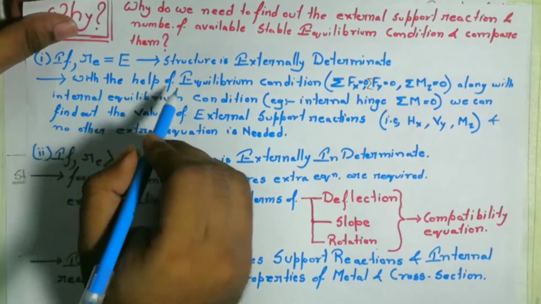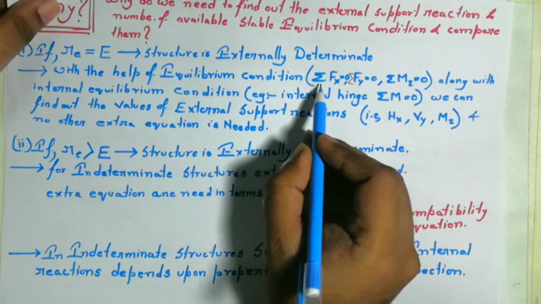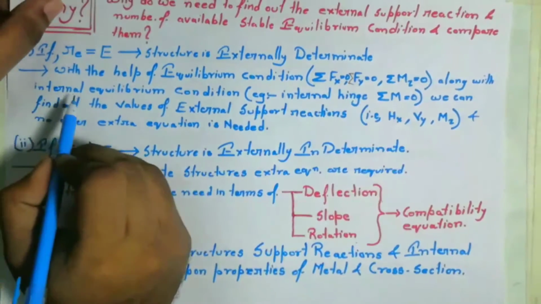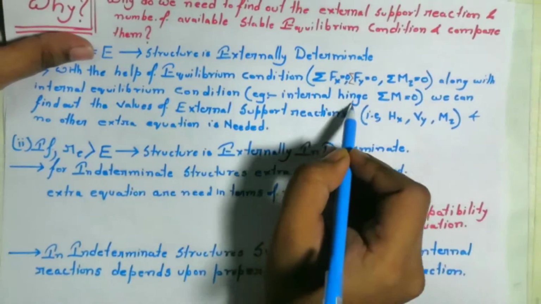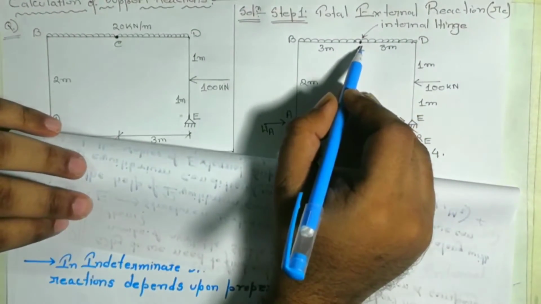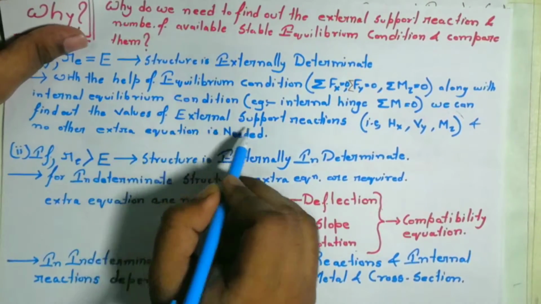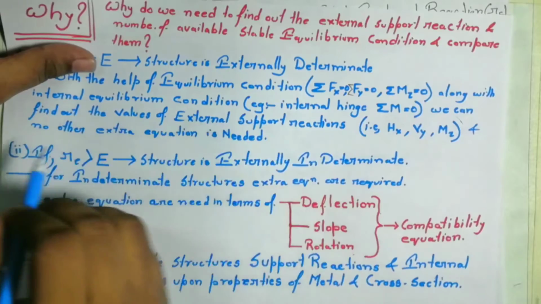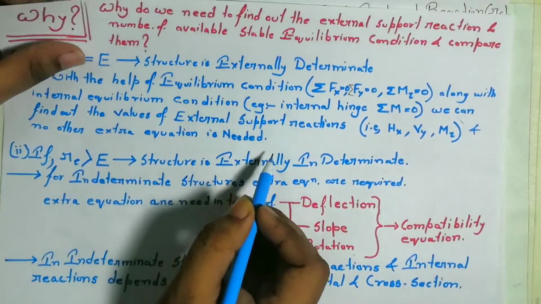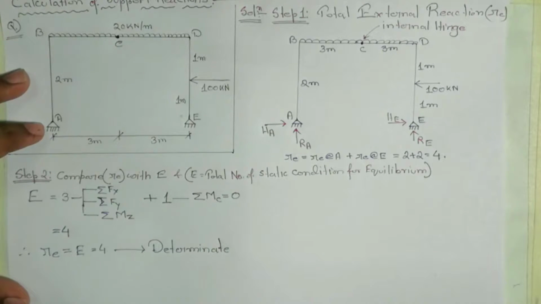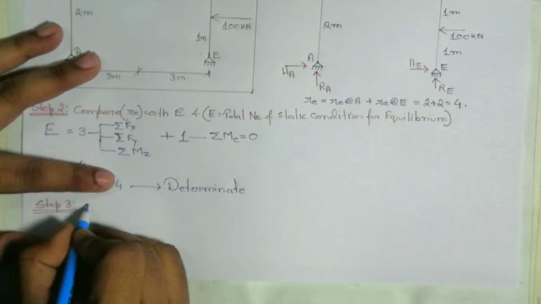So with the help of the equilibrium conditions, that is summation of Fx, summation of Fy and summation of Mz, along with the internal equilibrium condition due to the presence of the internal hinge, we can find out the values of the external support reactions and no other extra equation is needed. So we don't need any other extra equation for step 3.